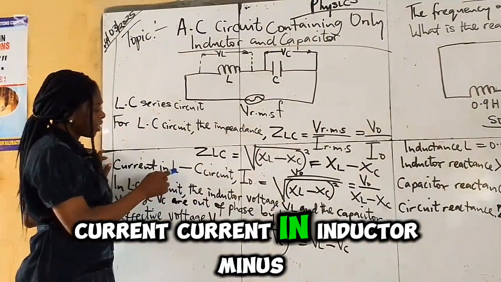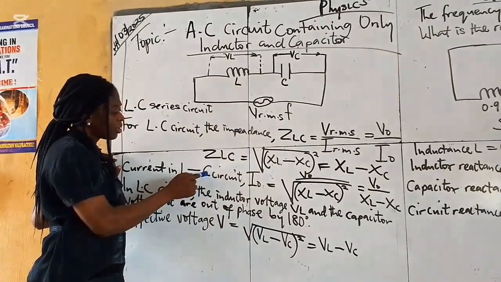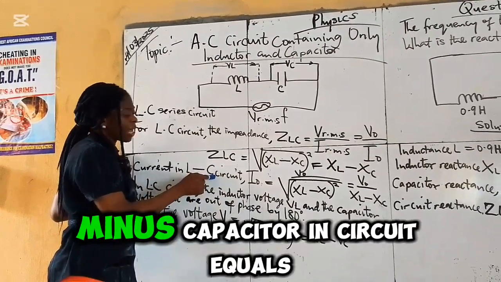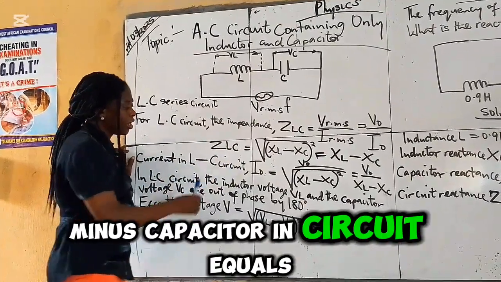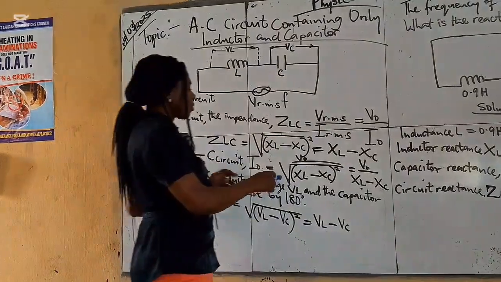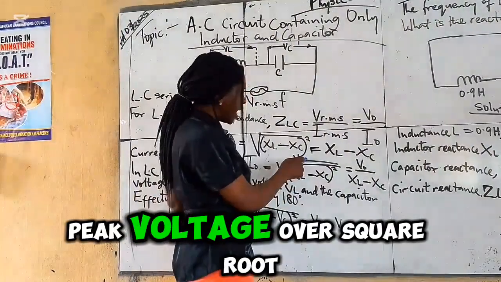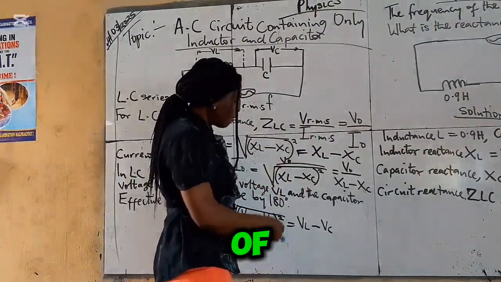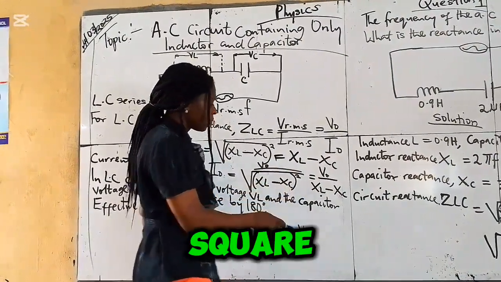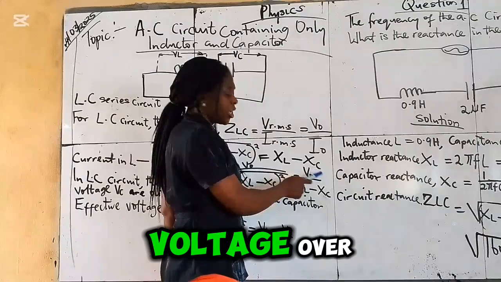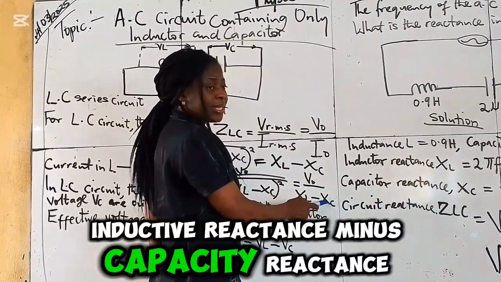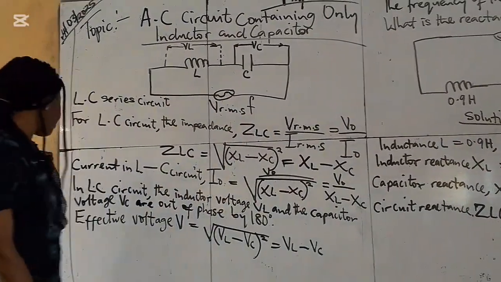The current in an inductor and capacitor circuit, the peak current, equals the peak voltage over the square root of the inductive reactance minus the capacitive reactance squared, which gives us the peak voltage over the inductive reactance minus the capacitive reactance.